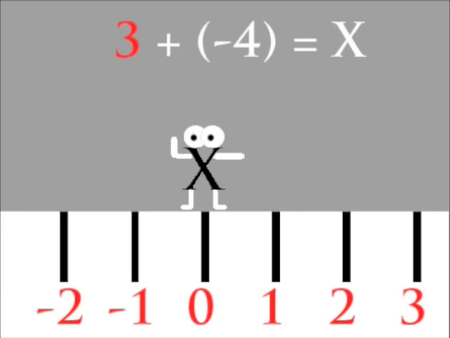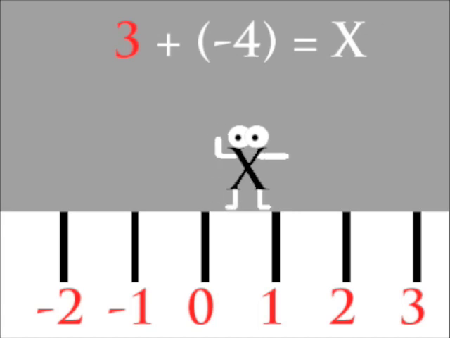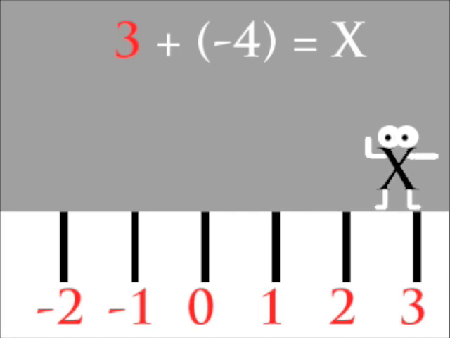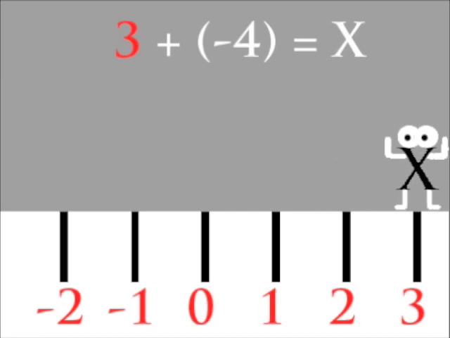For positive 3, we will move in the positive direction or to the right 3 times. 1, 2, 3. The plus sign means that we will head in a positive direction or to the right. The negative sign means to do the opposite, so we will be moving in the negative direction.